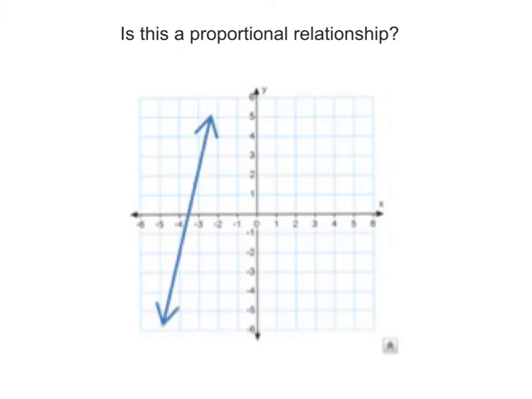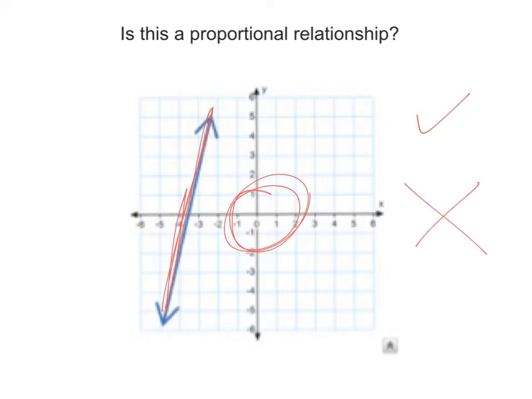Once again, we're looking at a graph, and we want to know, is this a proportional relationship? Well, is it a straight line? Yes, it is. Does it go through the origin? No, it does not. So this is not a proportional relationship.